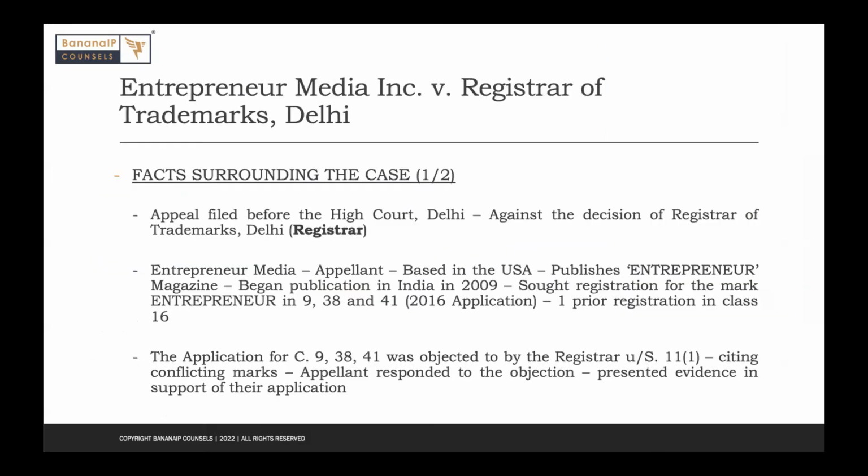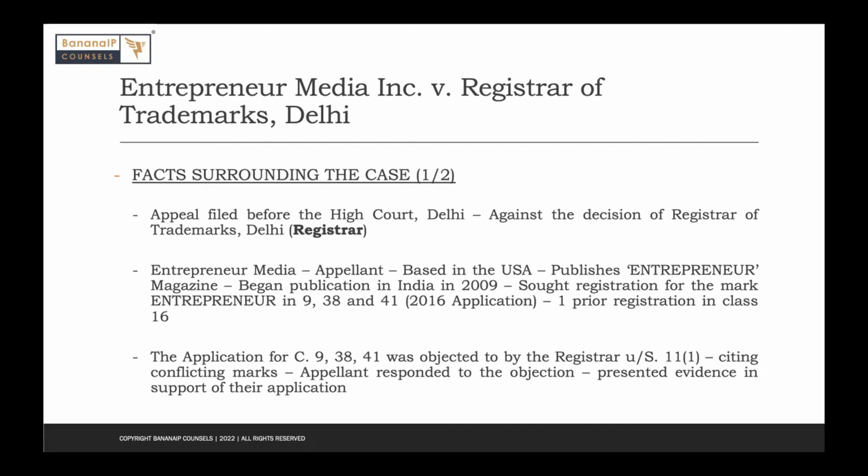For our first case, Entrepreneur Media Incorporated versus Registrar of Trademarks, Delhi. This particular case was an appeal filed before the High Court, Delhi, against a decision of the Registrar of Trademarks, Delhi. This appeal was filed by Entrepreneur Media Incorporated, who was the appellant in this case. The company, which is based in USA, publishes Entrepreneur magazine, and in India, they began publication in 2019.